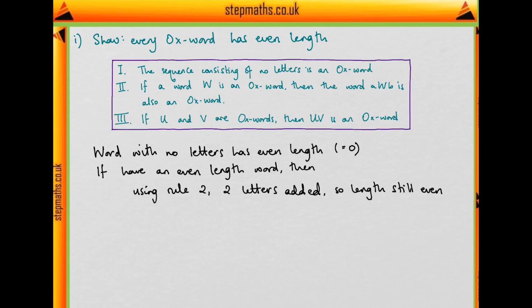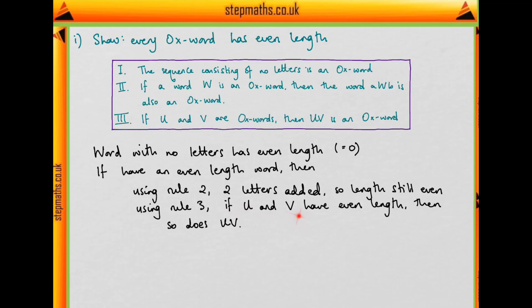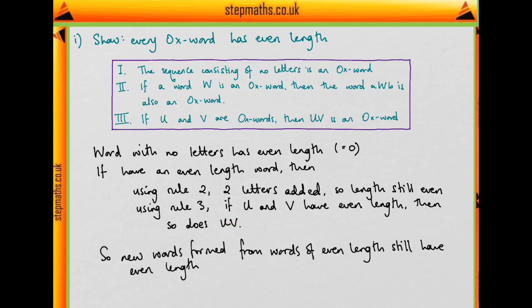If we start from there and use rule 2, then we're adding the letters A and B. Because we're adding 2 letters, if we started with a word of even length, then the length of the word we have at the end is still even. And if we use rule 3 on words with even lengths, then putting 2 even length words together, that word is still going to have even length. So we can only form even length words, and therefore every Oxword must have even length.